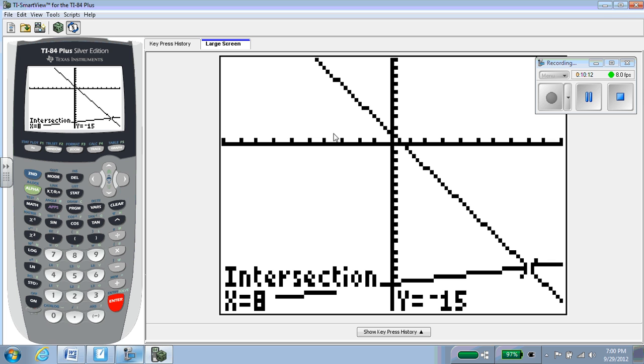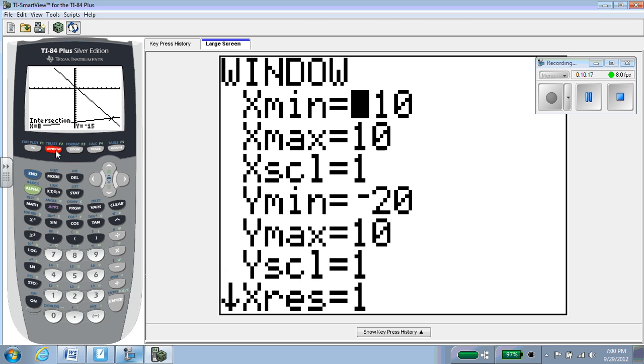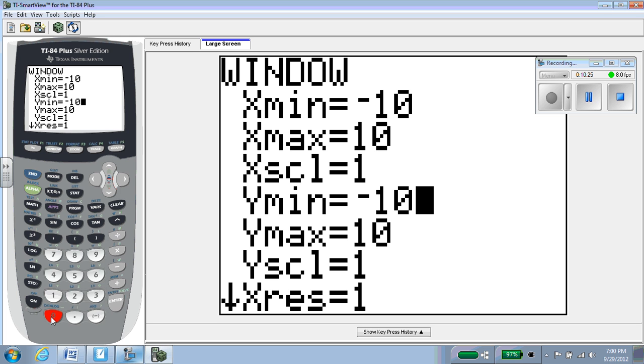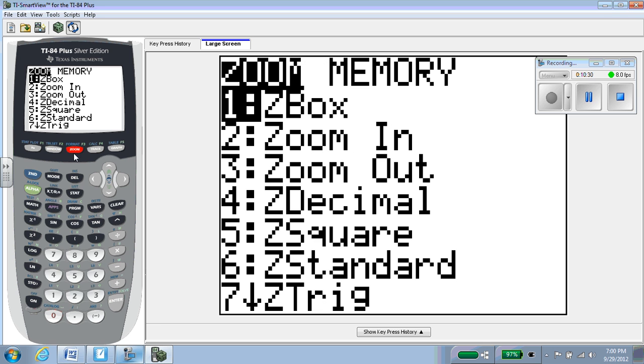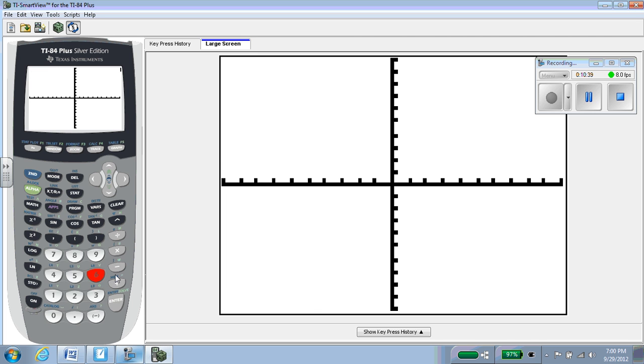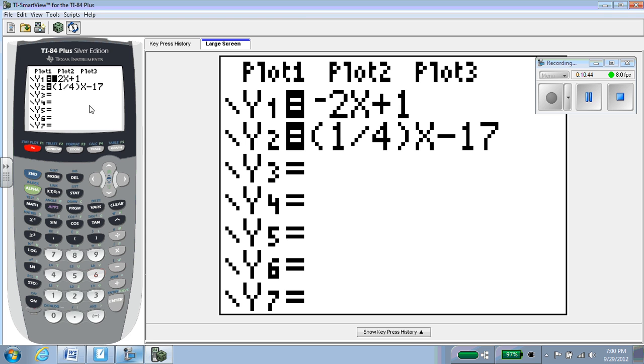Now, we've changed the window, so you can either go back to window and fix this, say like, oh, that was supposed to be negative 10, or you can go to this zoom key, zoom, and zoom standard. Zoom to the standard window, and that'll automatically fix your window. Now we're going to go back to the graph that doesn't look right. Okay, so let's clear this out. Clear that out.